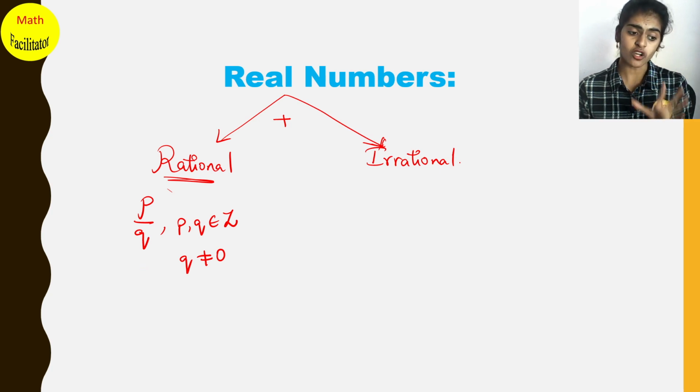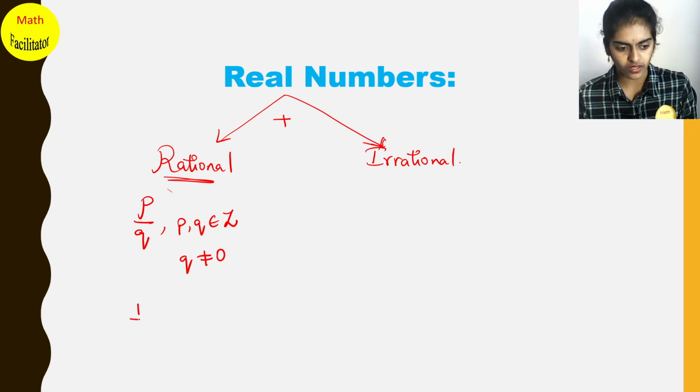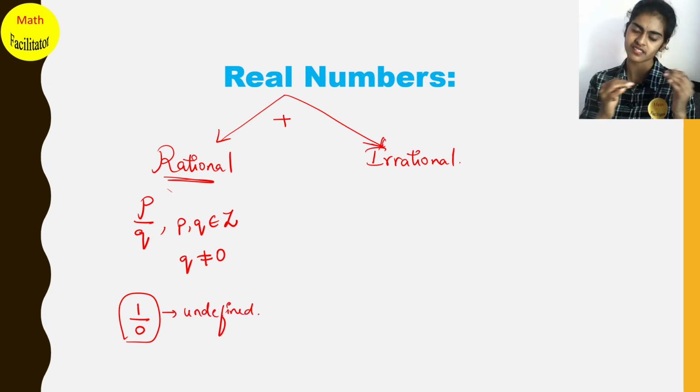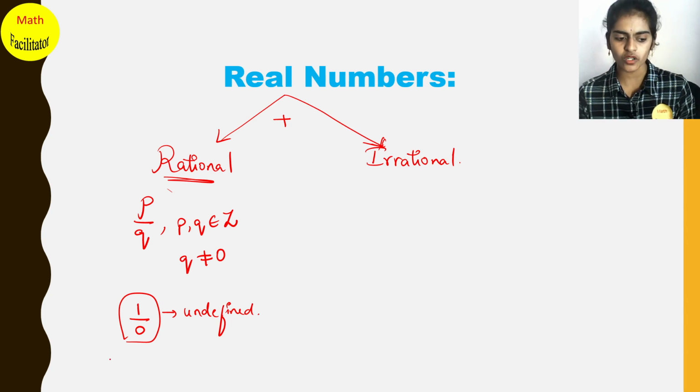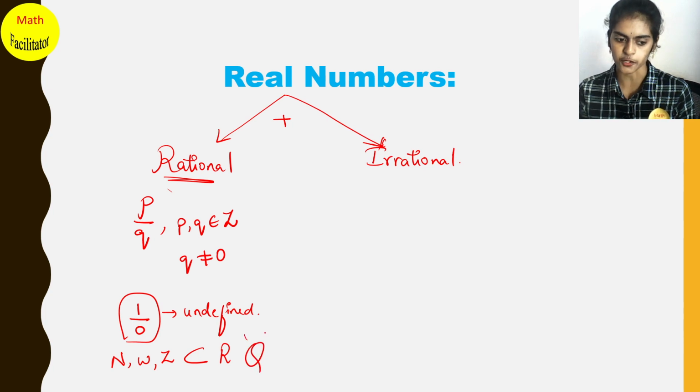Why? Because if the denominator is 0, then that particular rational number becomes undefined, isn't it? So anything divided by 0 becomes undefined. So hence our condition is the denominator should never be equal to 0. So this is a rational number. And one more important thing is natural numbers, whole numbers and integers are all subsets of rational numbers, and rational numbers you can denote by Q.